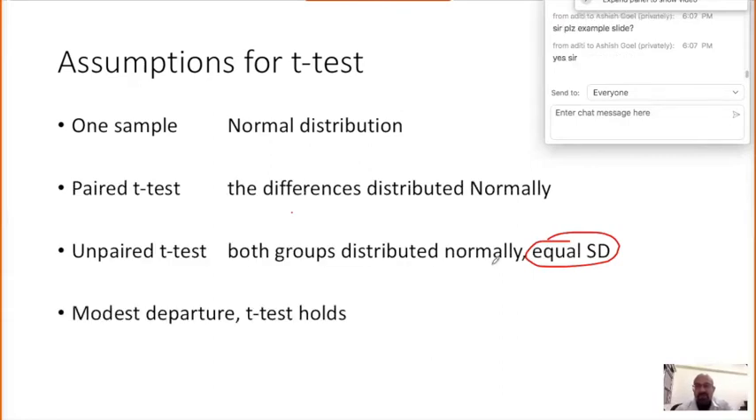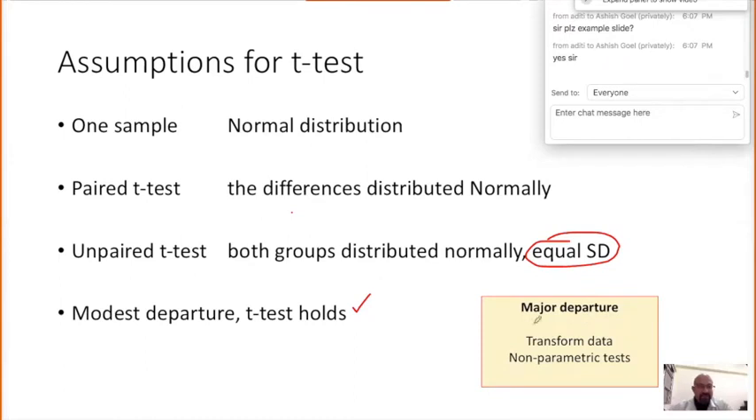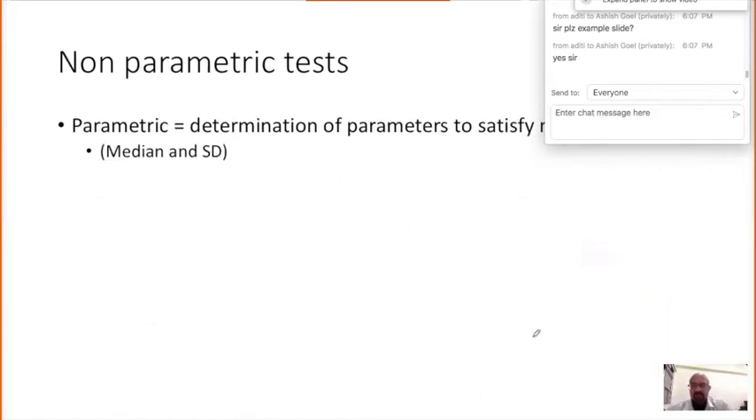Fair enough. So if there is a modest departure from these assumptions, supposing the data is slightly not normal, or has slightly different standard deviations, then the t-test still holds. There is no problem. We can continue with whatever we were doing. T-test is valid. However, if there was major departure, then we either transform the data or we use non-parametric tests. Let's look at what are non-parametric tests.